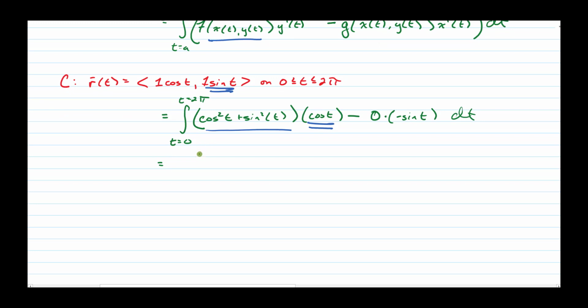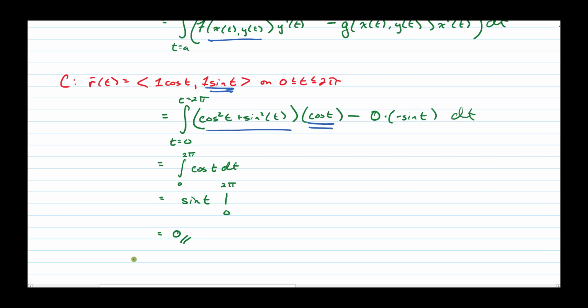In this case, things clean up very nicely and simplify. We get the integral from 0 to 2 pi. The expression cosine squared t plus sine squared t by identity is 1. So we just get the cosine of t dt. Evaluating this gives me the sine of t evaluated from 0 to 2 pi, which is just 0.